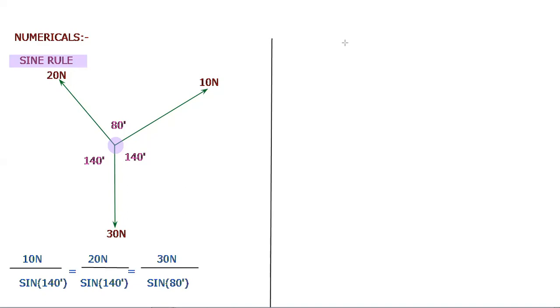So finally we got the expression for the sine rule here. We can understand it easily: this 10 Newton is divided by the sine of the opposite angle, that is sine of 140, then 20 Newton divided by the sine of 140, which is again opposite to the 20 Newton. The third force is the 30 Newton, 30 Newton divided by the sine of 80 degree. So this is nothing but the sine rule.